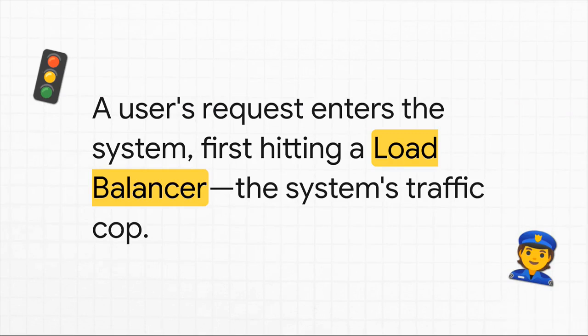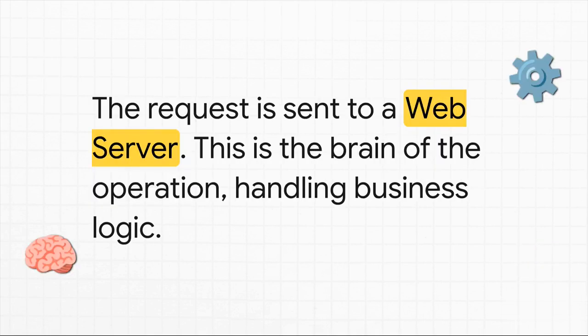Okay, step one, find the user. A request from a user, on their laptop or phone, is our starting point. But it doesn't just go straight to one server. Nope. First, it hits something called a load balancer. Just think of this thing as a traffic cop, directing all the incoming requests to make sure that no single server gets totally overwhelmed. So from our traffic cop, the request gets sent over to a web server. This component lives in that middle application layer we talked about, and really it's the brains of the whole operation. It figures out what the user wants and does all the heavy lifting.